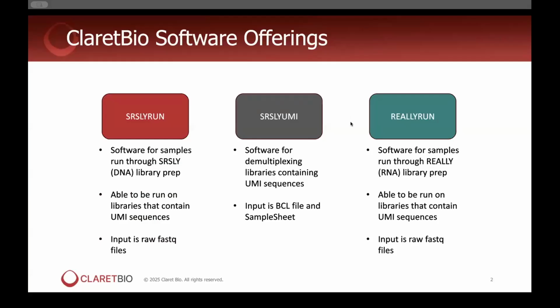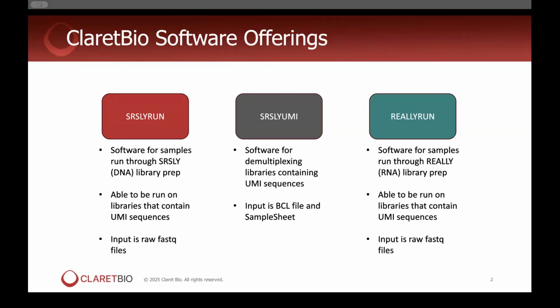There are multiple offerings from Claret Bio. We offer three different types of software: Seriously Run, Seriously UMI, and Really Run. Each of these is slightly different. We'll be focusing exclusively today on Seriously Run, which focuses on DNA samples that have been run through Seriously Library Prep, takes in FASTQ files as input, and you're able to run the software on samples that also contain UMI sequences.